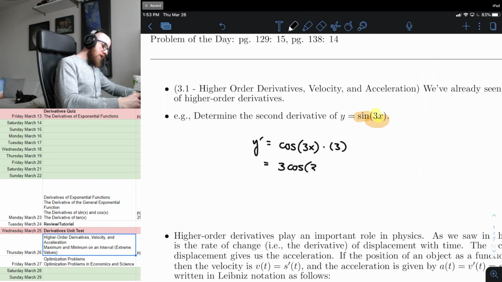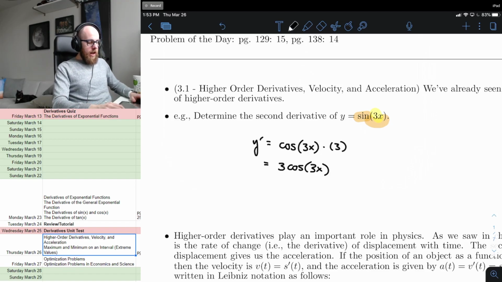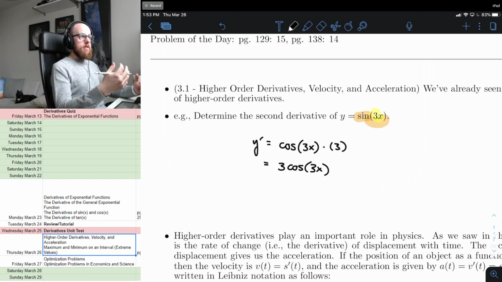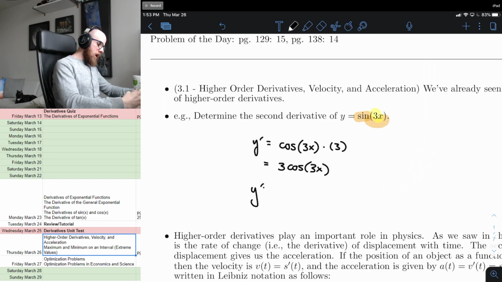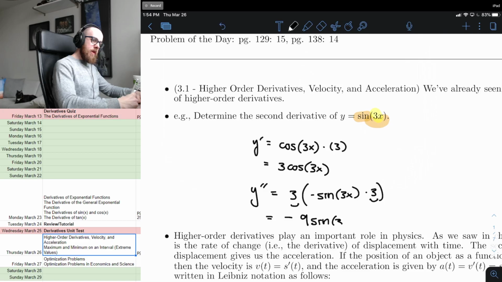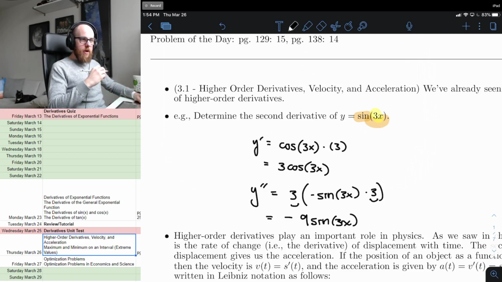y prime equals 3 cosine 3x. Now to find the second derivative, I just take the derivative of the expression I just found. So y double prime is equal to, 3 just along for the ride. The derivative of cosine is minus sine of 3x. And then the derivative of 3x is 3, so I pick up another 3. So I get negative, and then I can collect the 3 with the 3, so negative 9 sine 3x. Okay.